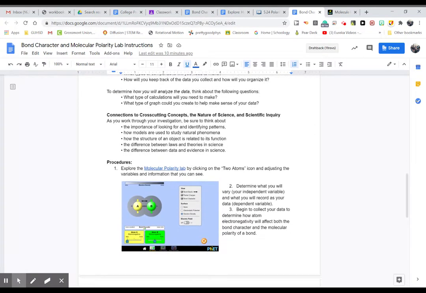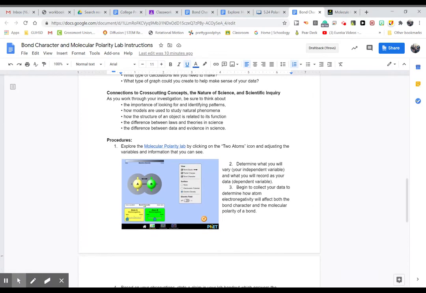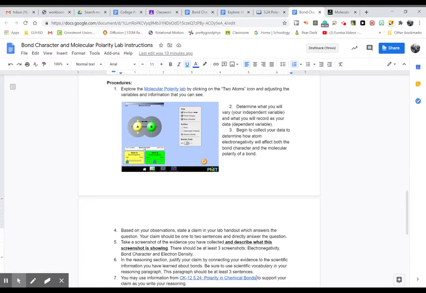So here are your procedures, but they're very brief procedures because I really want you to design your own experiment in this case. So you're going to need to determine what you will vary and what you are going to record. Then begin to collect your data and determine how atom electronegativity will affect both bond character and the molecular polarity of a bond. Remember, how are you going to analyze it? Are you going to put it in a data table, or are you going to put it in a graph? What are you going to end up doing? But I would like for you to have your screenshots of information.